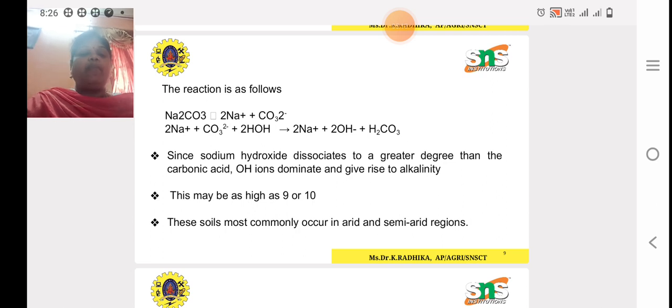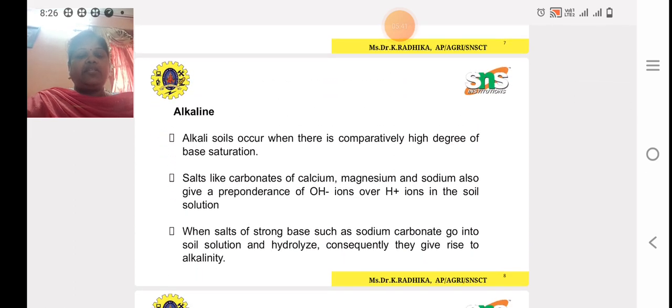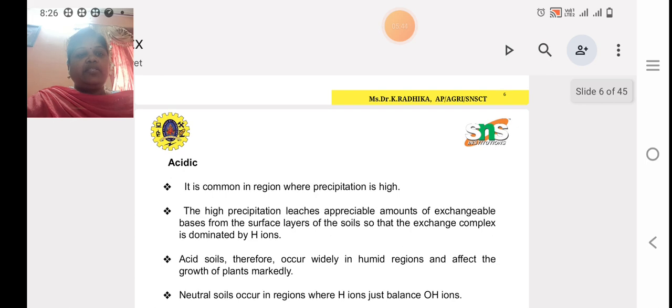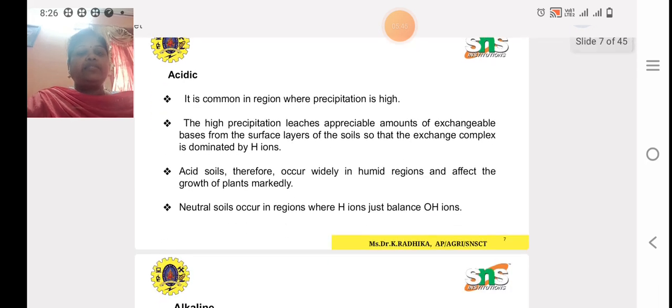These soils most commonly occur in arid and semi-arid regions. Acidic condition mainly occurs in humid regions. Alkaline reaction mainly occurs in semi-arid and arid regions. So these are the discussions about the acidic reaction and alkaline reaction. Today we discussed the acidic reaction conditions and alkaline reaction conditions.